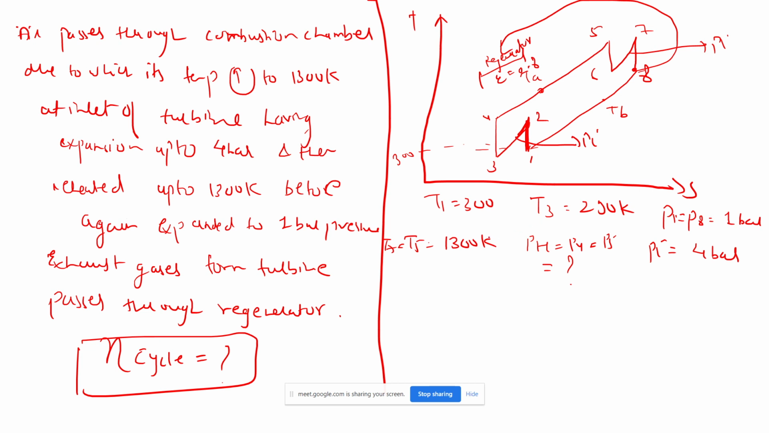These are the information given in the question, and finally they have asked us to calculate the efficiency of the cycle. The pressure they have mentioned is 8 bar. So can you calculate the efficiency? First, can you tell what will be the efficiency of the cycle?